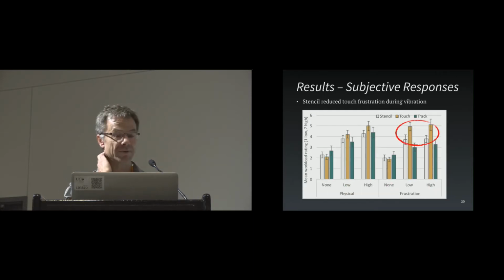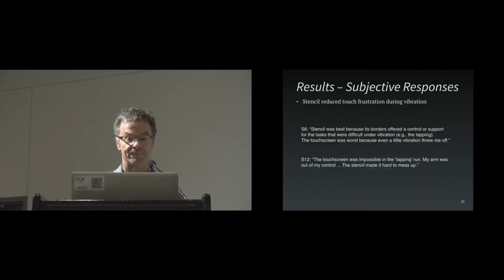The participants' subjective responses for perceived frustration indicate that they found the stencil to be less frustrating than unstabilized touch, although more so than the trackball. And some of the participants' comments emphasized the intended benefits for the stencil stabilization, like S6, who said, "The stencil was best because its borders offered a control or support for the tasks that were difficult under vibration," exactly what we intended. And subject 212, who said, "The touch screen was impossible in the tapping run. My arm was out of control. The stencil made it hard to mess up."